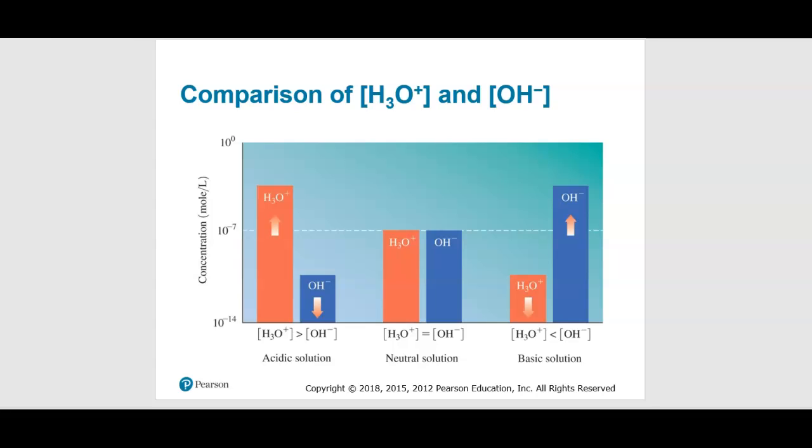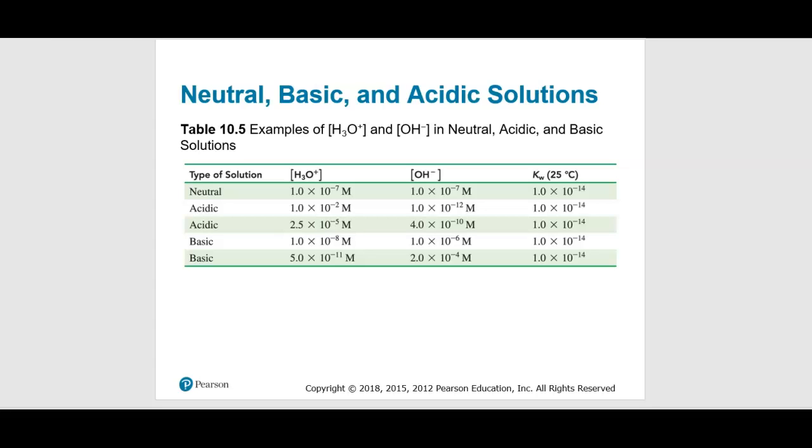So here's another slide which describes how these things work out. The acidic solution has a greater hydronium concentration. Hydronium and hydroxide are equal in a neutral solution, and hydroxide is in excess in a basic solution. So you want to remember those. We have examples here of some acidic, basic, and neutral solutions, just so you can see what we're talking about.